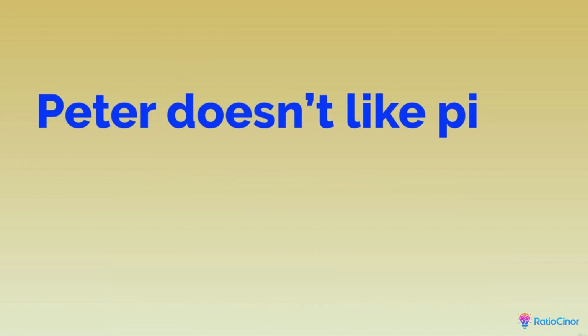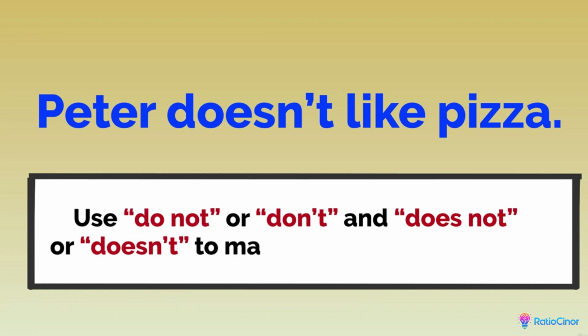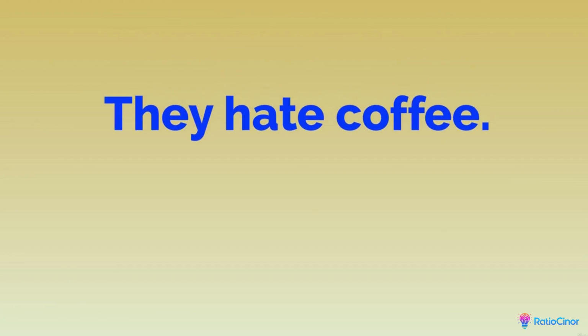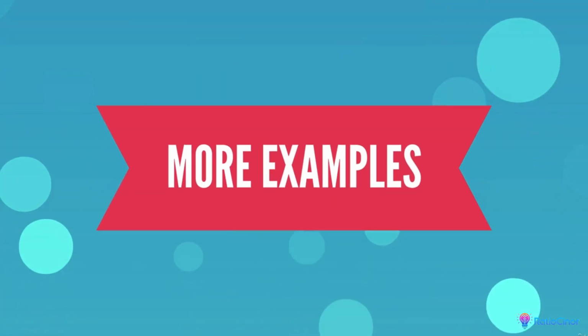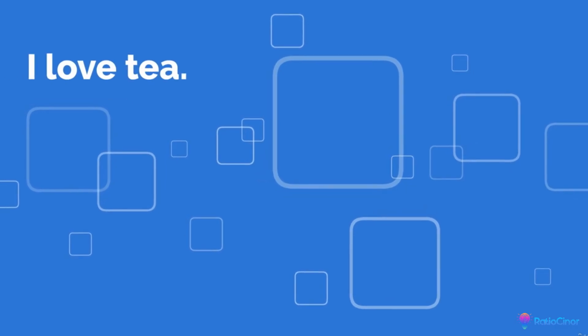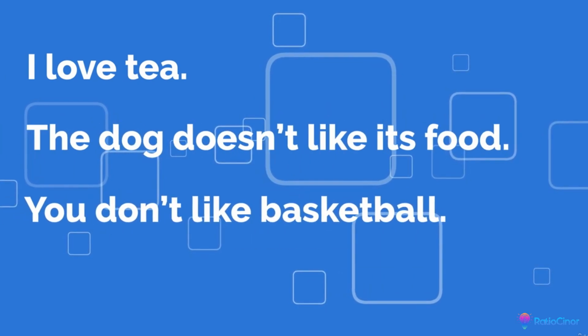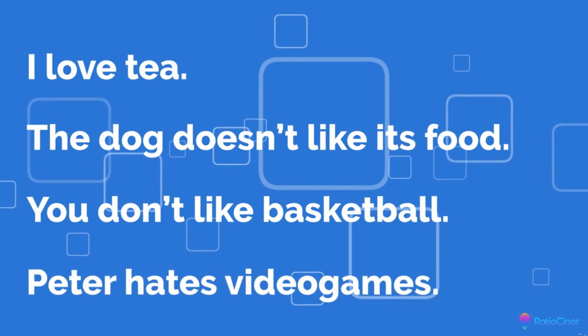Peter doesn't like pizza. Use do not or don't and does not or doesn't to make negative statements. They hate coffee. This is stronger than don't like. More examples. I love tea. The dog doesn't like its food. You don't like basketball. Peter hates video games.